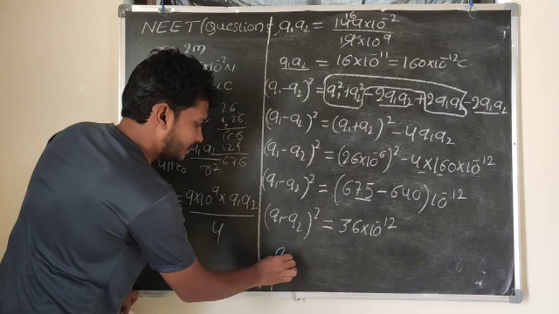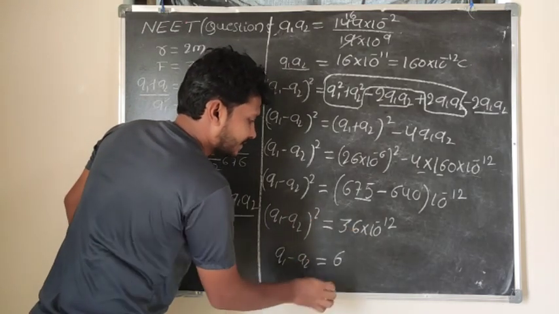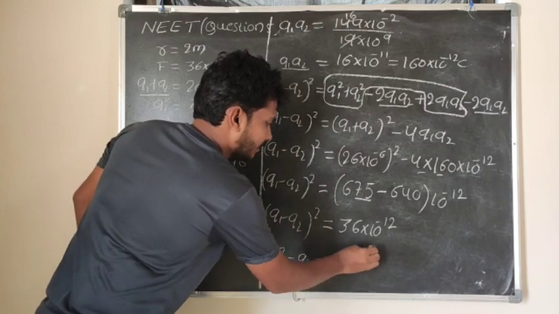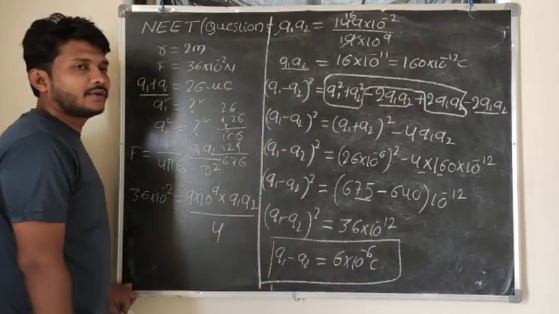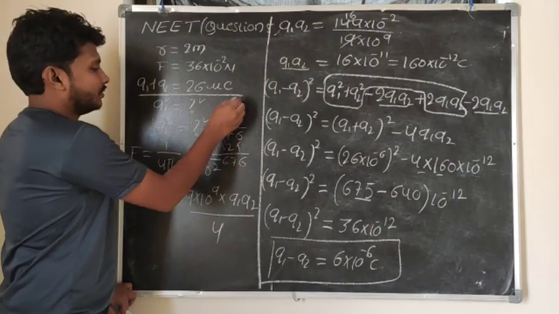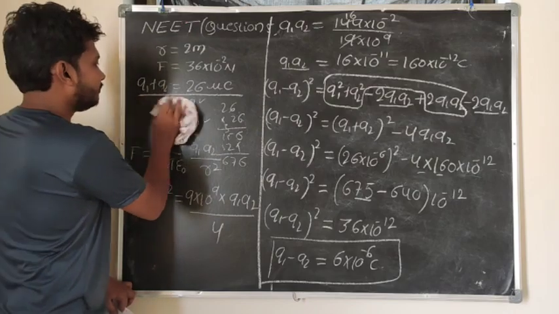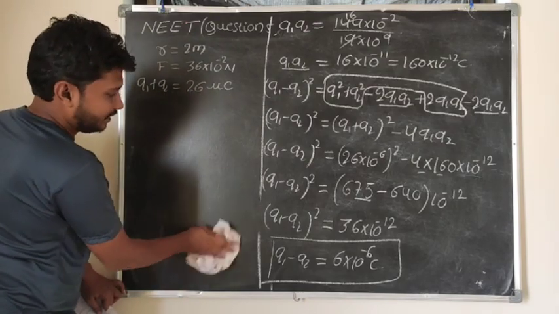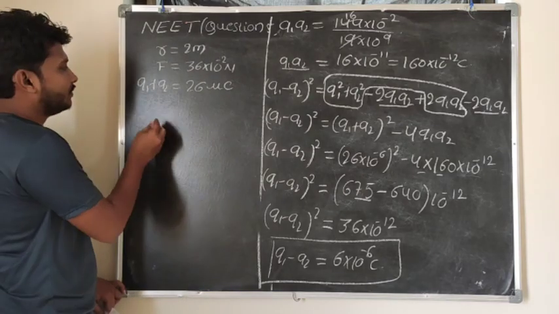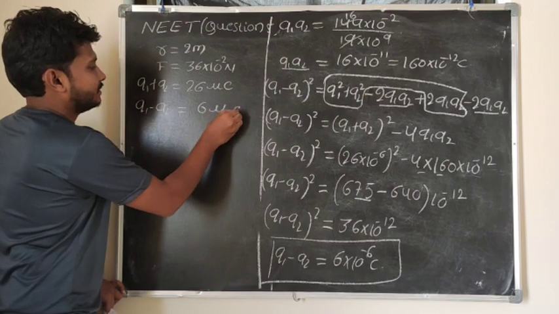Q1 minus Q2 is how much? Taking the square root of 36, we get 6, so Q1 minus Q2 is 6 into 10 to the power of minus 6 coulomb. I got the Q1 minus Q2 value. I have Q1 plus Q2 as well as Q1 minus Q2, so I will make the addition here. Q1 plus Q2 is 26 and Q1 minus Q2 is 6 microcoulomb.